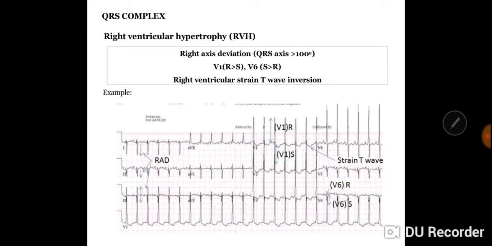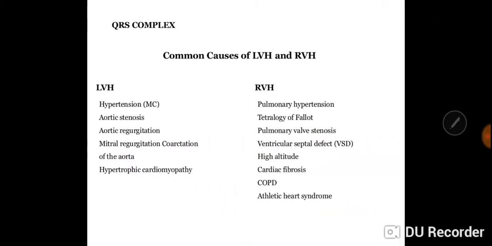Now if you're calculating right ventricular hypertrophy, you'll get a right axis deviation. In V1 you will get a tall R more than S, and in V6 you'll get an S more than R. These are causes, you can learn them.